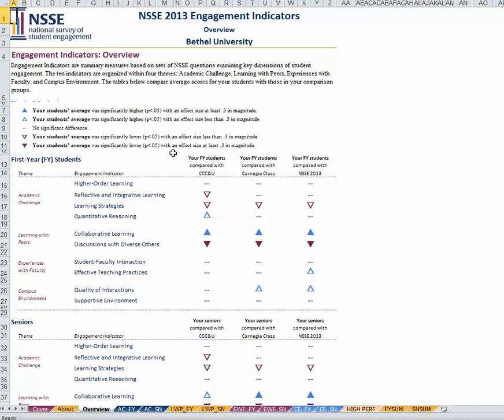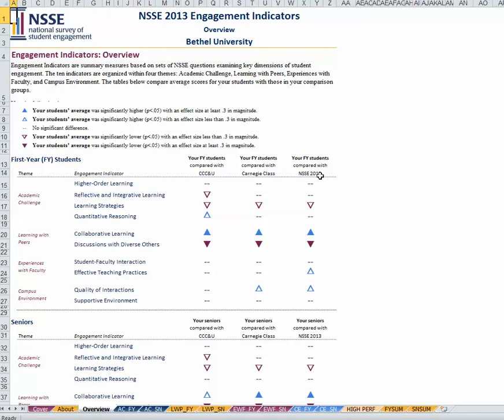Also, another piece of information that you wouldn't get from NSSE or from anyone else, just to let you know, is that this is typically a really rigorous group to compare yourself with. CCCU schools tend to do quite well on these assessments. And then this is compared to other schools in our Carnegie class. Carnegie gives different classifications for universities, and these are other universities that are similar size and scope as Bethel. And then compared to the NSSE average, just the total population of all the schools that participated in the NSSE.